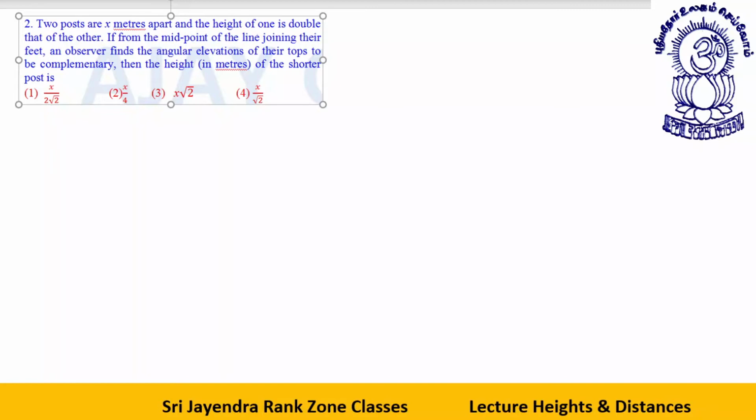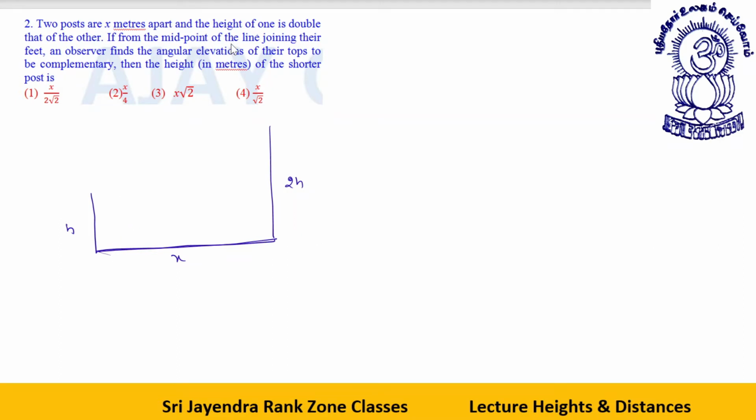Two posts are x meters apart. Let's say these are the two posts. These are x meters apart. The height of one is double the other. Let's say this height is h. This height will be 2h. Okay, h and 2h. This is h meters. These are x meters apart. These are two posts.